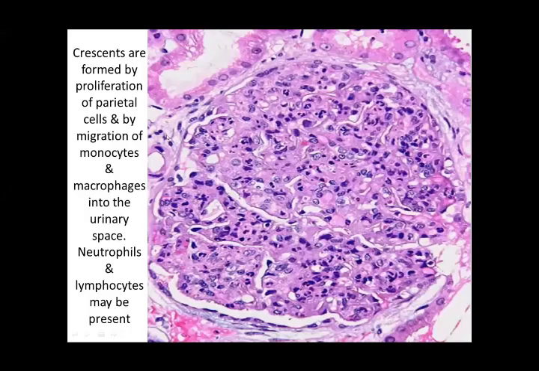The monocyte is the foremost guest. Look at this, crescentic. There is proliferation of the parietal cells, some proliferation of the parietal layer. And look at the tuft of the glomeruli. Crescents are formed by the parietal cells, migration of monocytes and macrophages, and neutrophils and lymphocytes. You may find them in the area. A lot of monocytes are there.